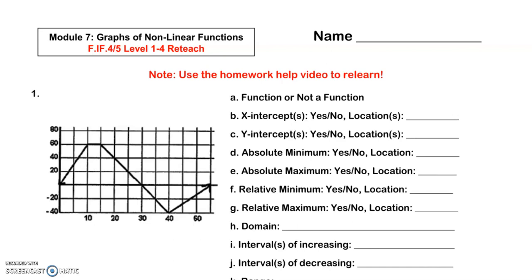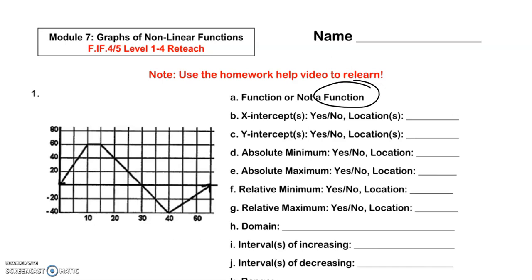Okay, today we're doing Module 7, Graphs of Nonlinear Functions, F.IF.4/5, Levels 1 through 4, Reteach. So first of all, we need to determine if it's a function. Remember the vertical line test. If you can put a vertical line across and it only hits the graph once, then we know it's a function. So we know that this one is a function.